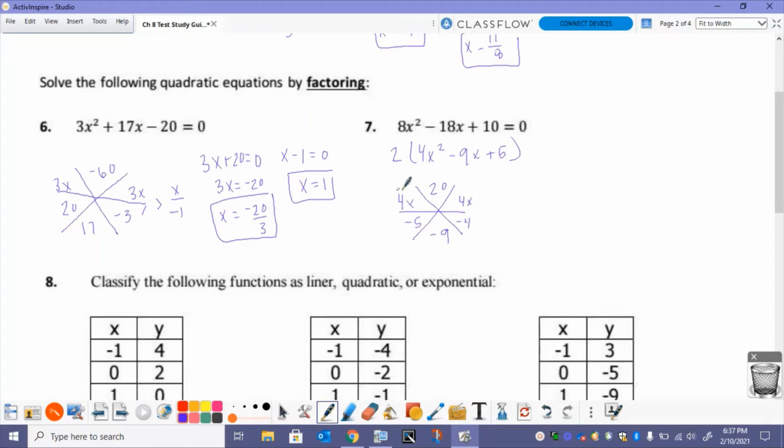Okay, 4x over 5 cannot be simplified, but 4x and negative 4 can. And that would be x over negative 1. So we've got 4x minus 5 equals 0, and x minus 1 equals 0. Right, so we're going to start on this one. We're going to add 5. So we have 4x equals positive 5, and then divide by 4, and we get x equals 5 over 4. And then for this one, we're just going to add the 1, so we get x equals 1.